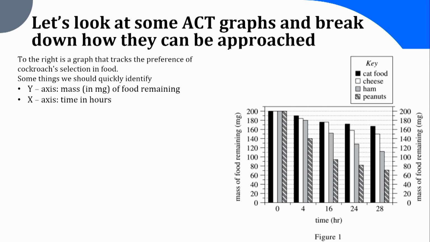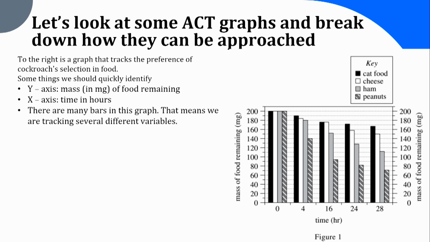On the x-axis, the one on the bottom, this is time in hours. So the x-axis is tracking time. There are many bars in this graph, and that means that we're tracking several different variables. So you can see at 0 hours, at 4 hours, 16, each of those different numbers on the x-axis, there are 4 bars that we're tracking.